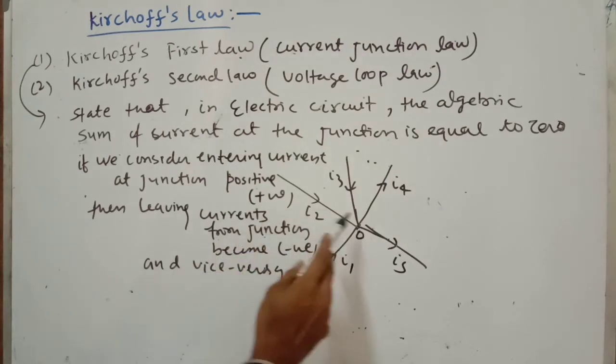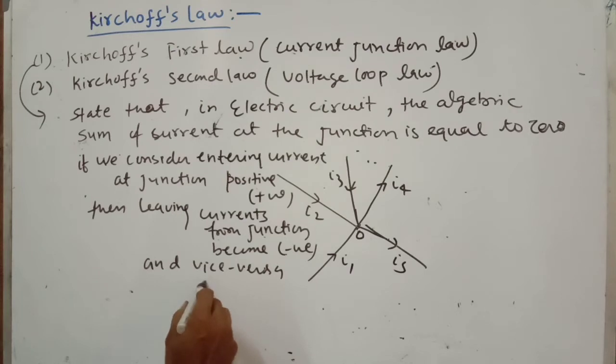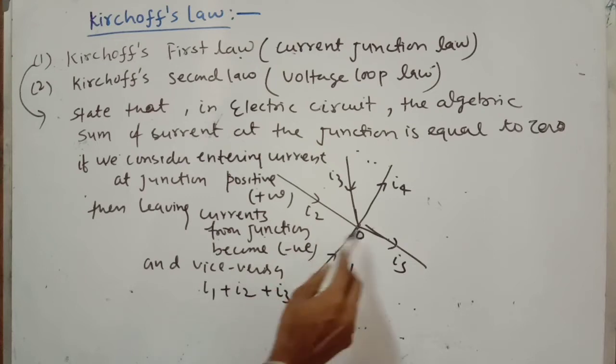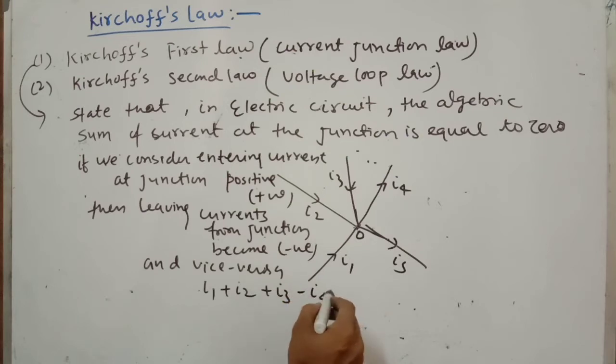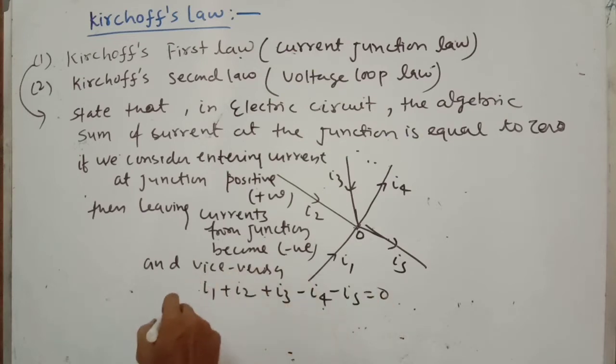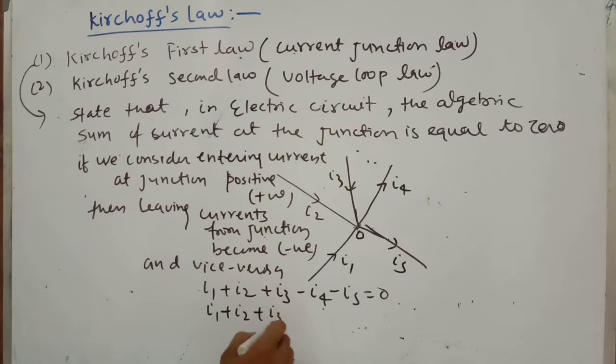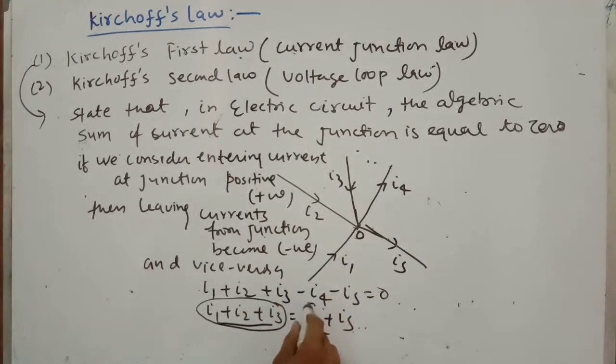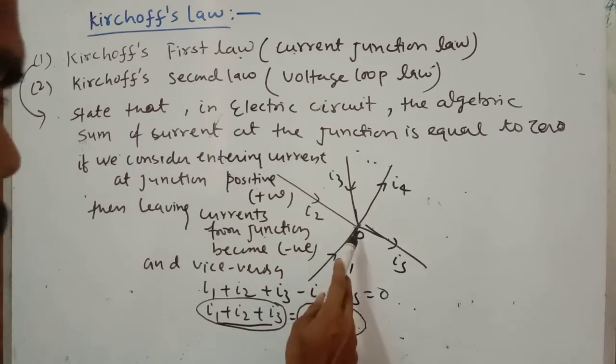So you can write the entering currents as positive I1, positive I2, positive I3, and I4, I5 are leaving currents from the junction, so minus I4 minus I5, equal to 0. You can also write from this equation I1 plus I2 plus I3 equals I4 plus I5. So the summation of all entering currents at the junction is equal to the summation of all currents leaving from the junction.